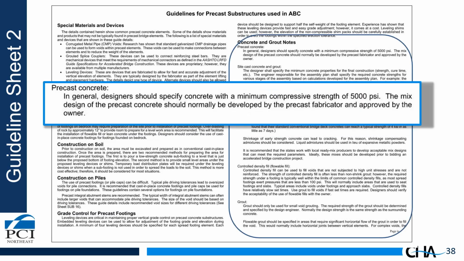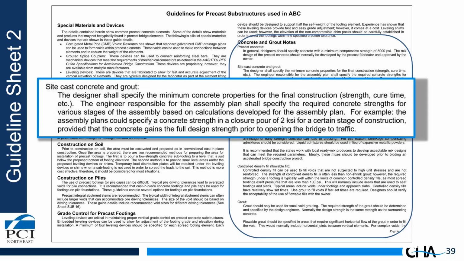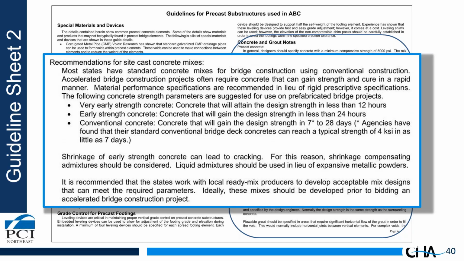Then materials. There's a lot of materials used in ABC, and we have a little section on each one. First, precast concrete, which is pretty straightforward. Secondly, we talk about site cast concrete and grouts, and how site cast concrete are used mostly for connections and for closure joints. We have recommendations for mixes for site cast concrete, where we define very early strength concrete, and conventional concrete.